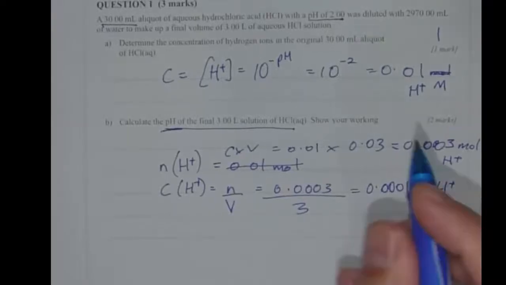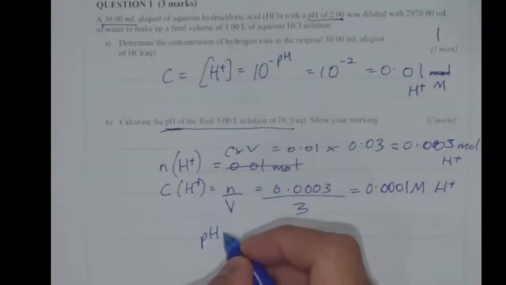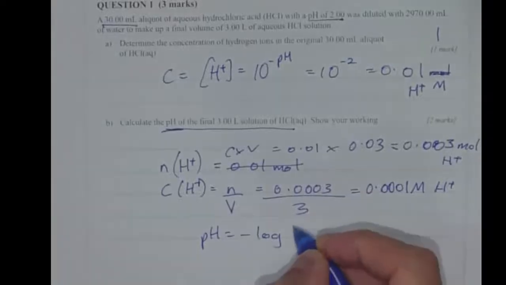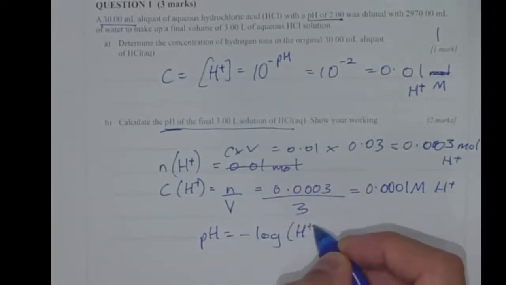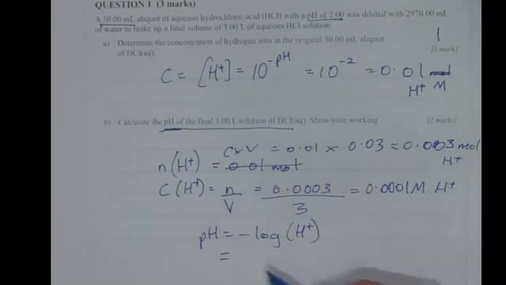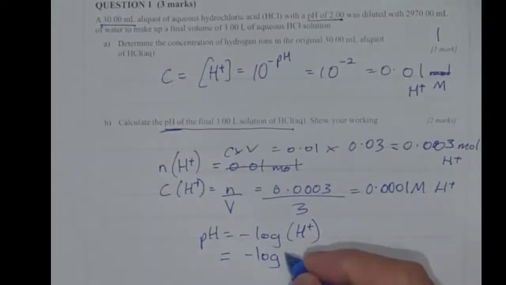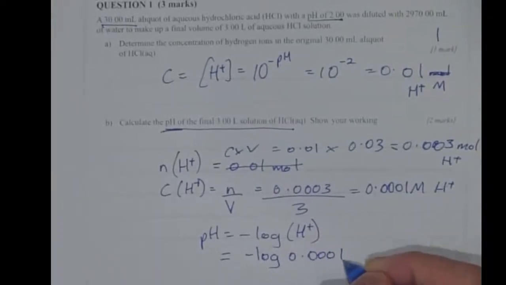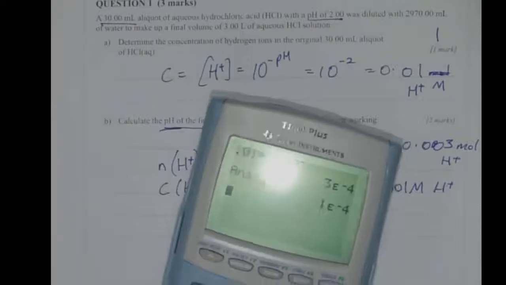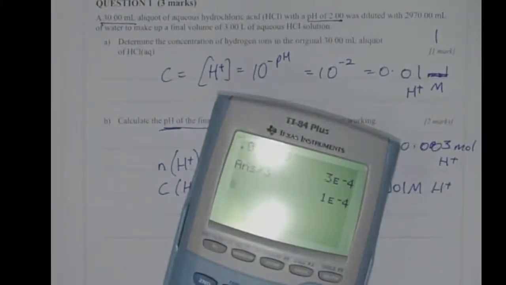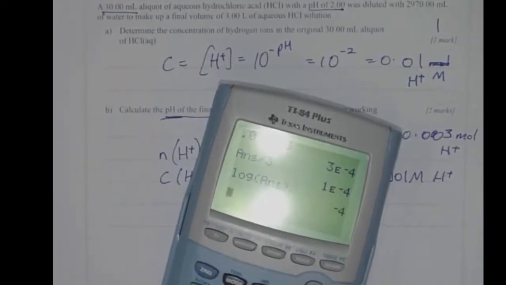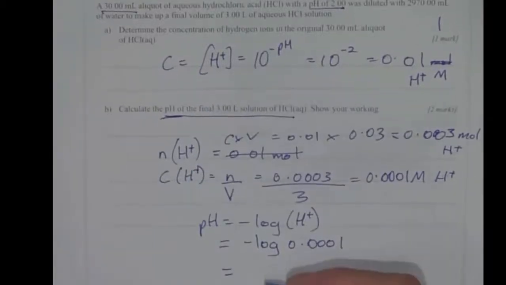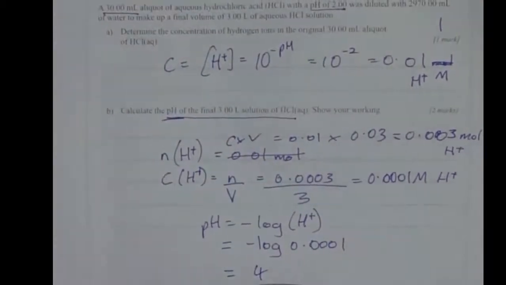H plus. So the pH equals negative log of the hydrogen ion concentration. You know, I'm not actually sure if this is the best way to do it because it does seem rather long. There's probably a better way to do it, but that's okay. I've done it now. Log, answer, minus 4. So that's 4. It's a pH of 4.